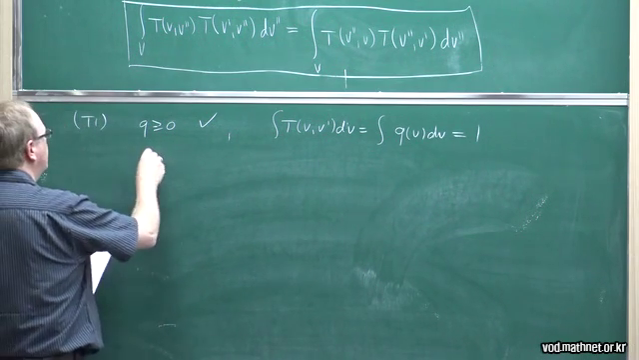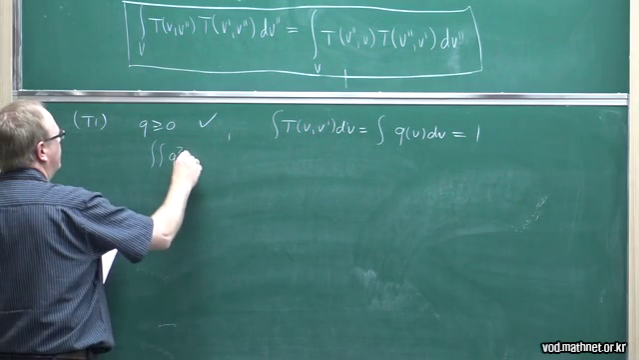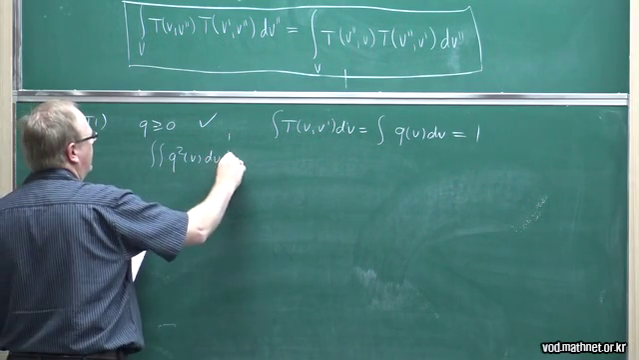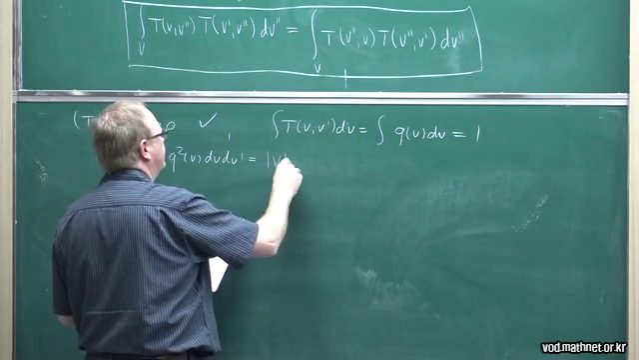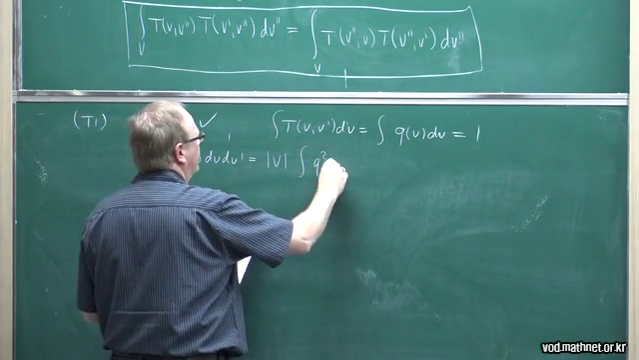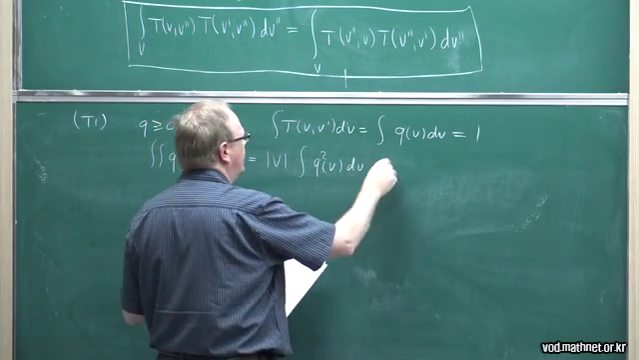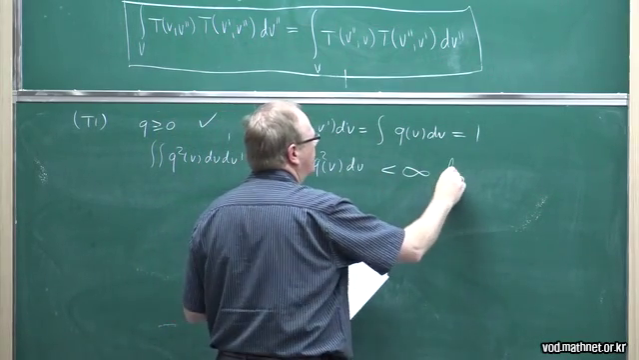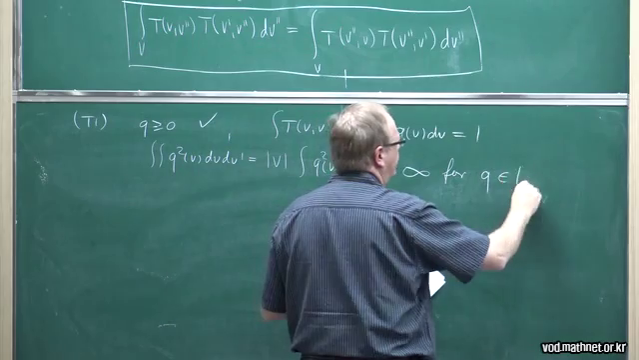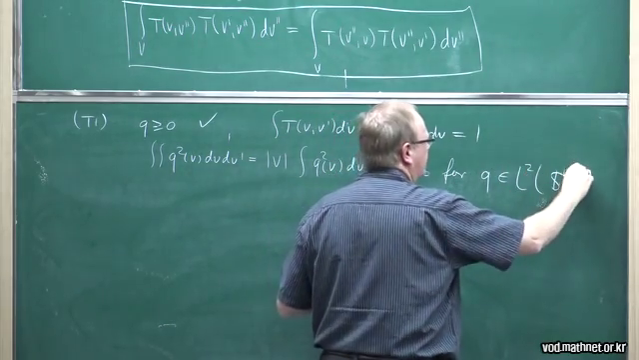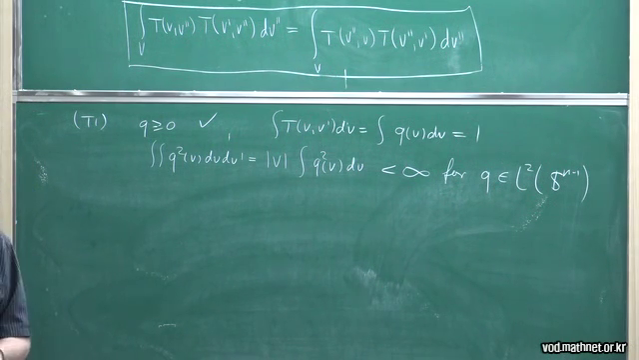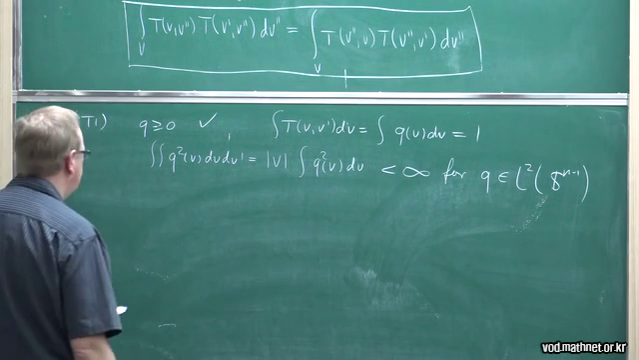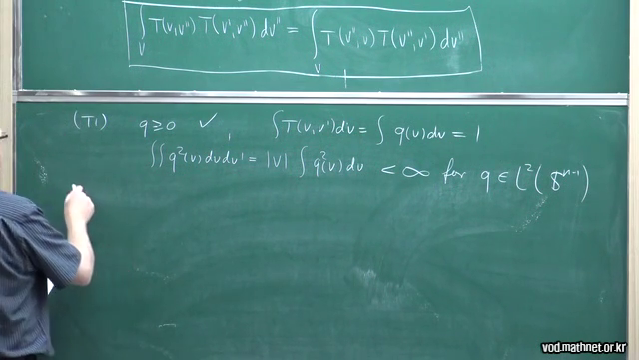So that's all good. The integral of q squared, dv dv'. This is the size of V times the integral of q squared of v dv. And so this is bounded for q in L2, S^(n-1). So we need another assumption: we need to assume q is in L2. But this doesn't seem to be very restrictive. So we assume q is in L2. Then this is all good.